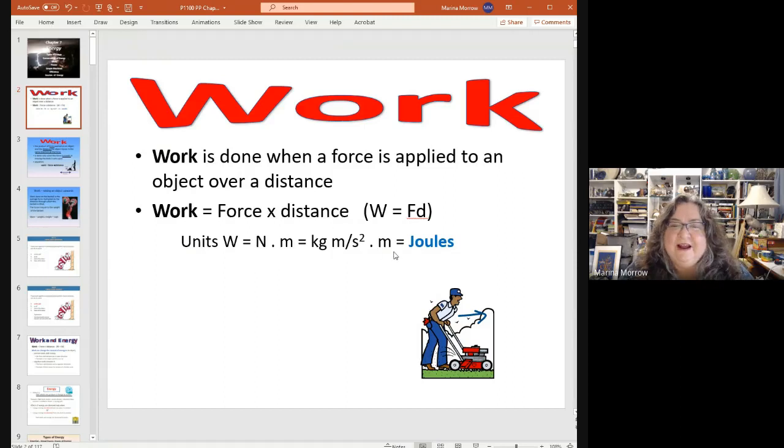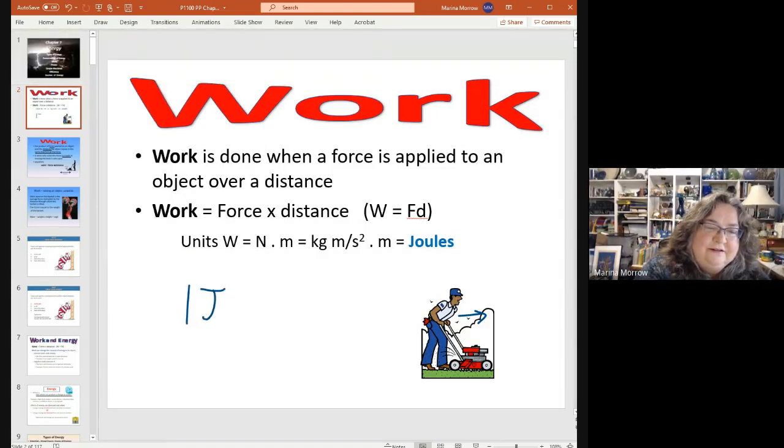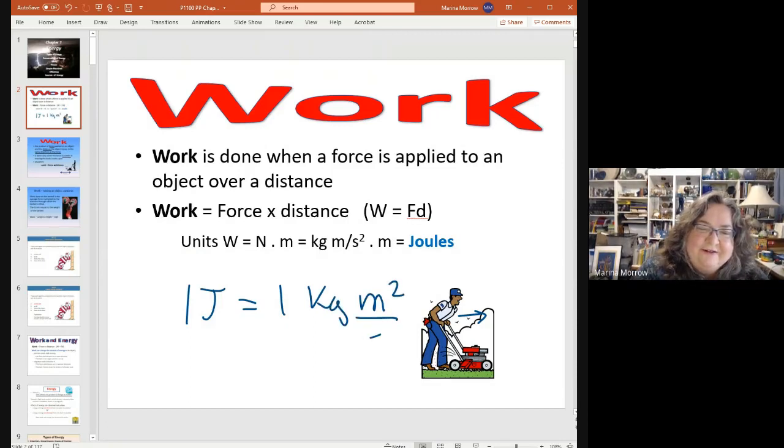Now, the units of this, we have a new unit. It's called a joule. And so when you have work is force times distance, then that's newtons times meters. And a newton is a kilogram meter per second squared. When you multiply by a meter, then it just comes out to kilograms meter squared over second squared. And that's the definition of a joule. Okay, so 1 joule is 1 kilogram meters squared over second squared.